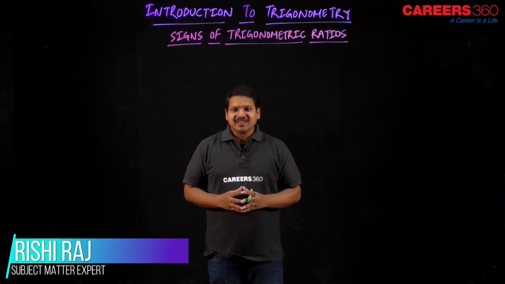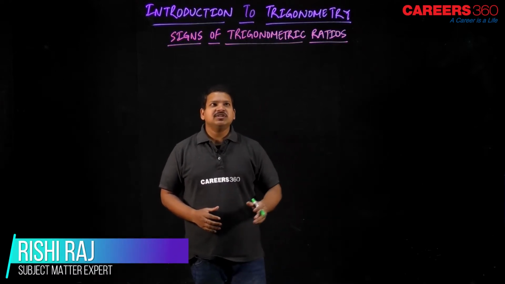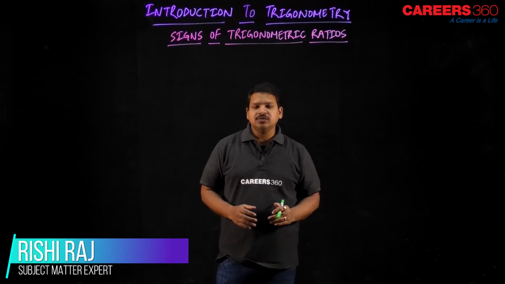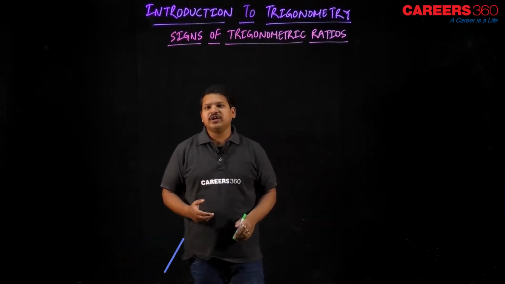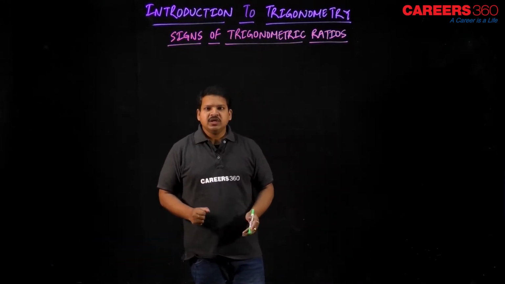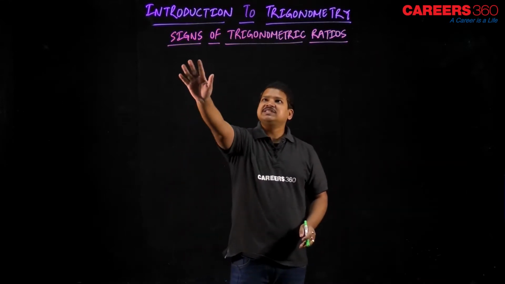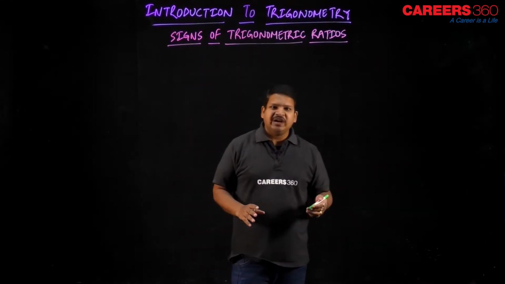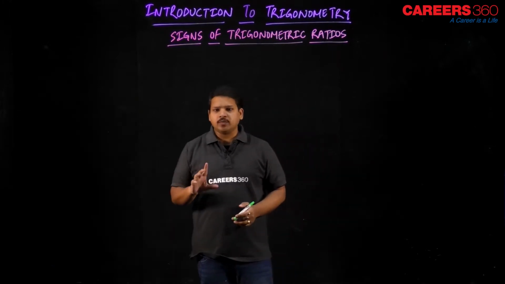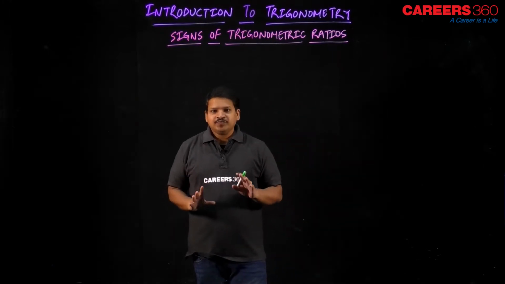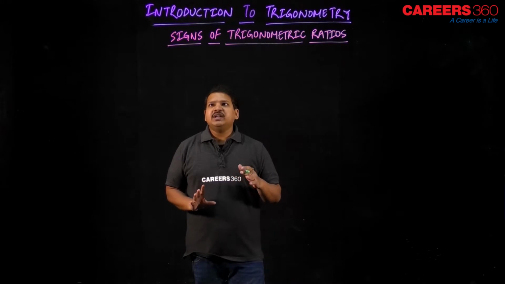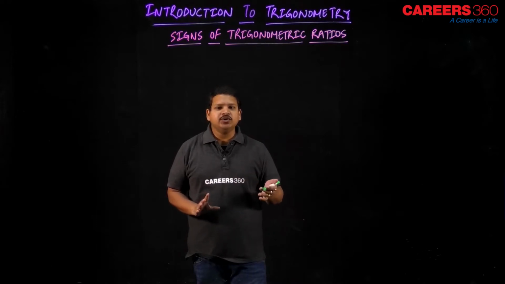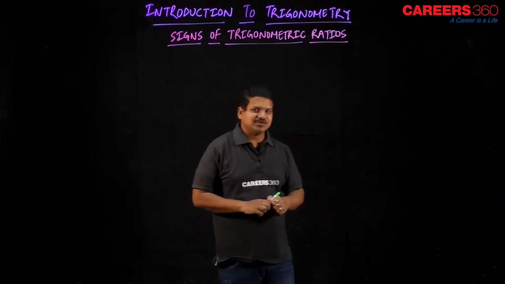Welcome back everyone. So in the last session we learnt about trigonometric ratios and we also learnt how to find out various trigonometric ratios. In this session we are going to focus upon signs of trigonometric ratios. Now what is meant by sign, that is negative or positive. Now let me define how the signs are going to change for trigonometric ratios.